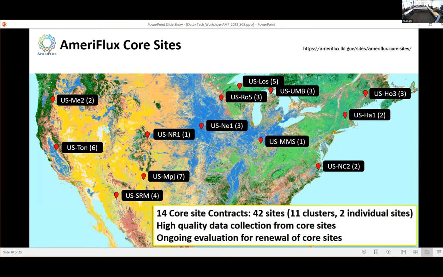But we support them directly, trying to support their operation through funding site technicians for the clusters, but they also have, as you mentioned, more stringent requirements from the network. We also ask them to help spread that community event and potentially act as an ambassador for the network. And evaluation of the renewal of the core sites is something we do on a regular, semi-regular basis.